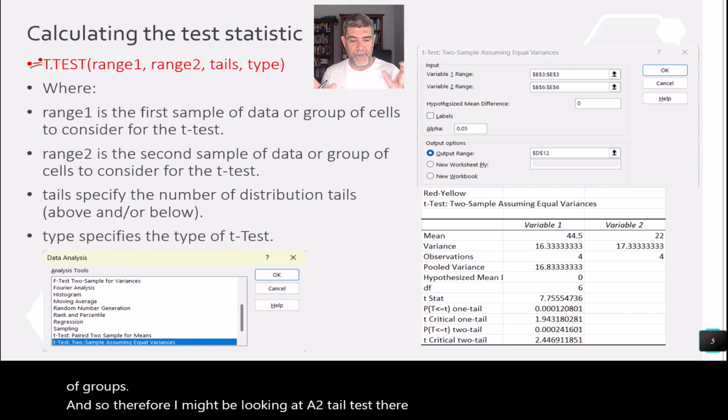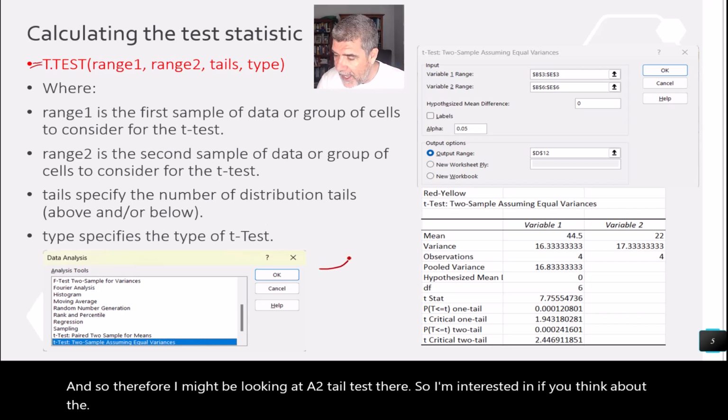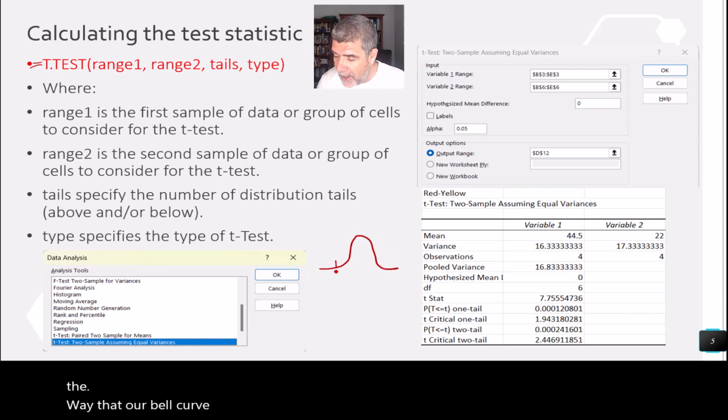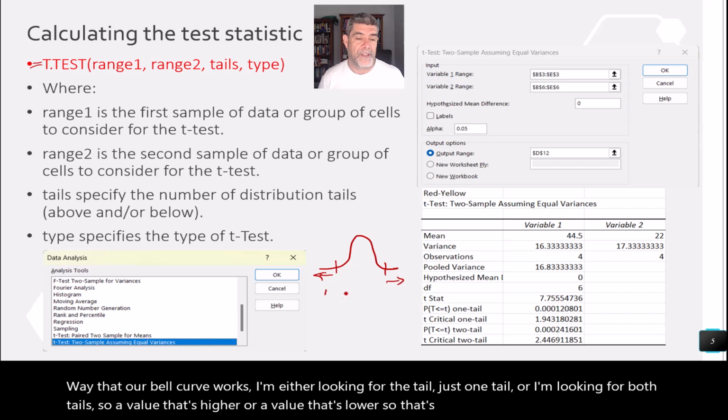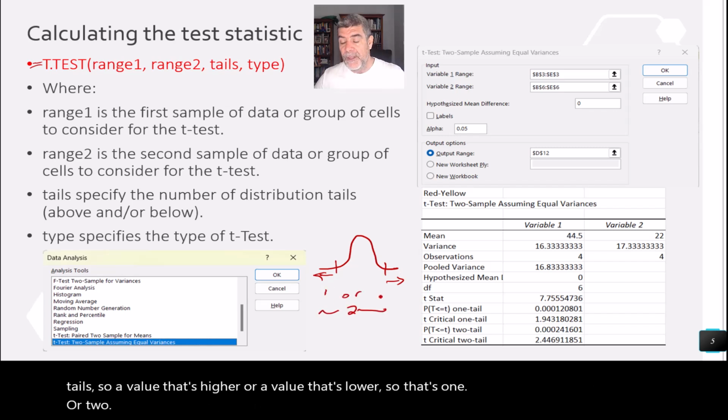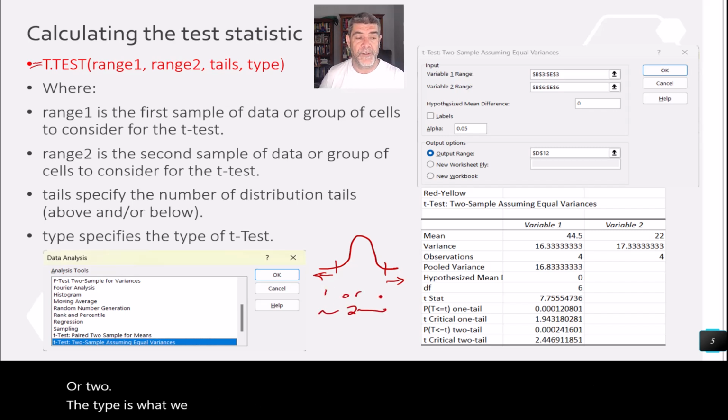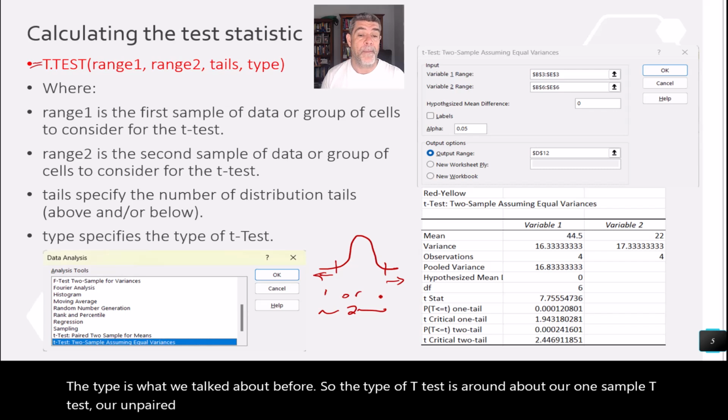So if you think about the way that our bell curve works, I'm either looking for just one tail or I'm looking for both tails, a value that's higher or a value that's lower. So that's 1 or 2. The type is what we talked about before. So the type of t-test is either our one sample t-test, our unpaired t-test, or our paired t-test.